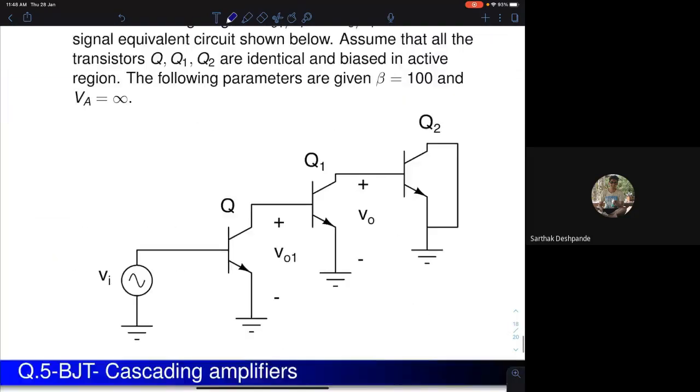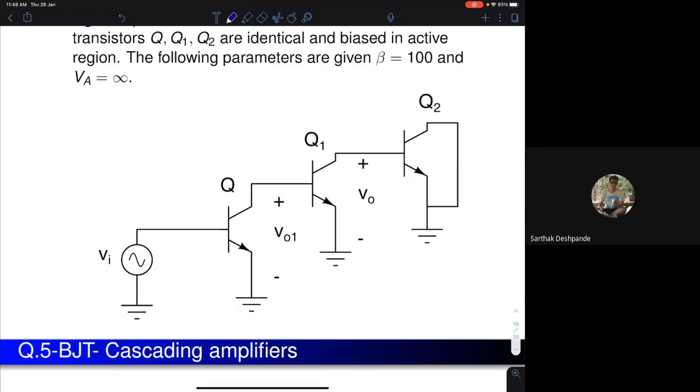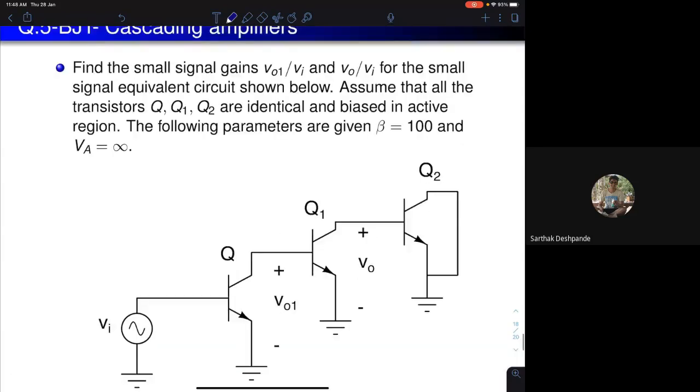I think I'll discuss this question in the next class, because if we have to cascade, how to analyze an amplifier when it is cascaded will be a bit of a challenge. I can start now, but I may not be able to finish it. So I'll discuss it in the next class. Thank you guys. We're done with today's lecture.